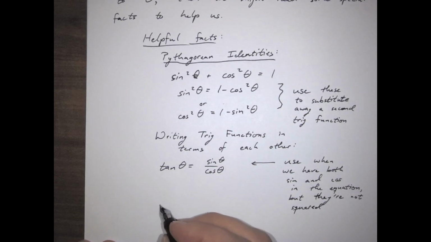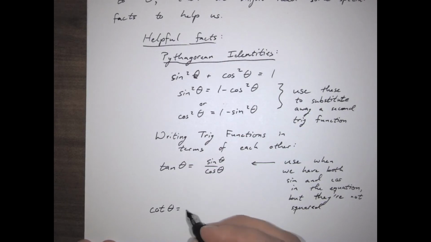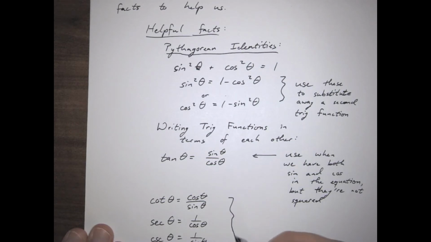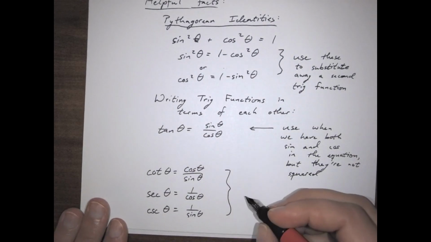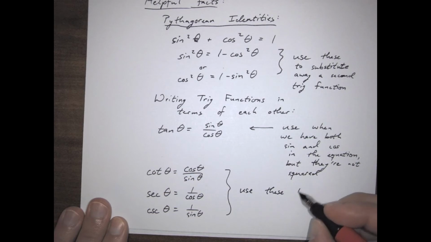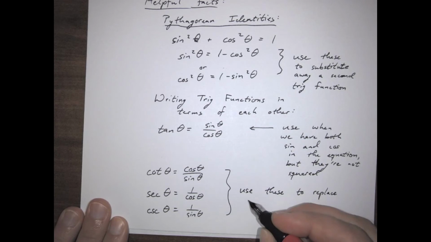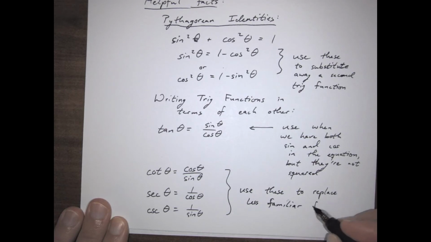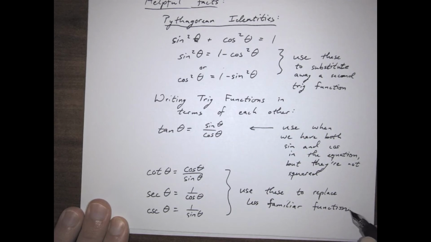And then other facts. Obviously, cotangent theta equals cosine theta over sine theta. This one would be mostly useful for getting rid of a cotangent that we wish not to see. Secant theta, 1 over cosine theta, cosecant theta, 1 over sine theta. And these ones are primarily useful for swapping out the more complicated trig functions for easier ones. Use these to replace less familiar functions.